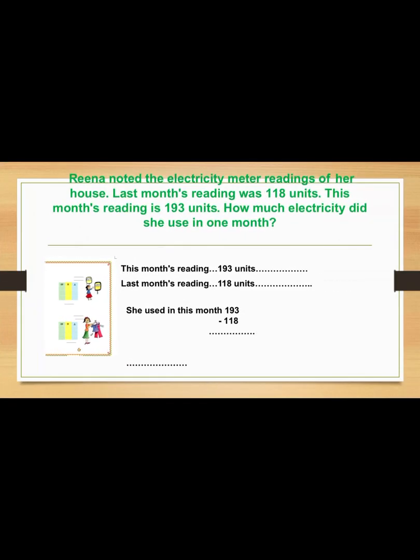Reena noted the electricity meter readings of her house. Last month's reading was 118 units. This month's reading is 193 units. How much electricity did she use in 1 month? Simply again minus. So do this, children. 193 minus 118. Find out.